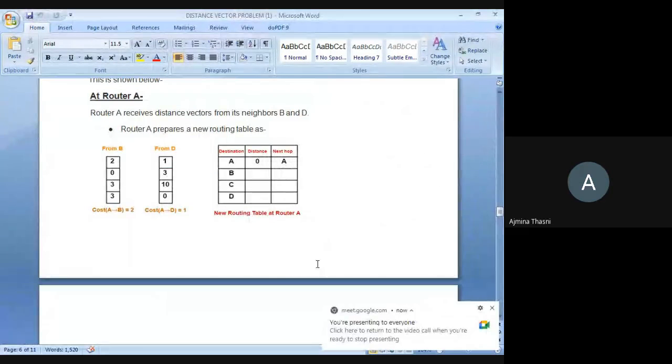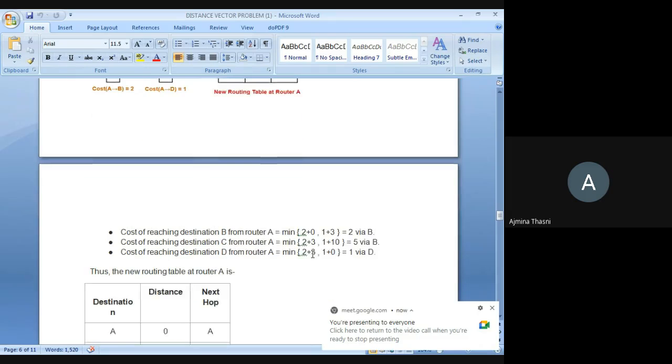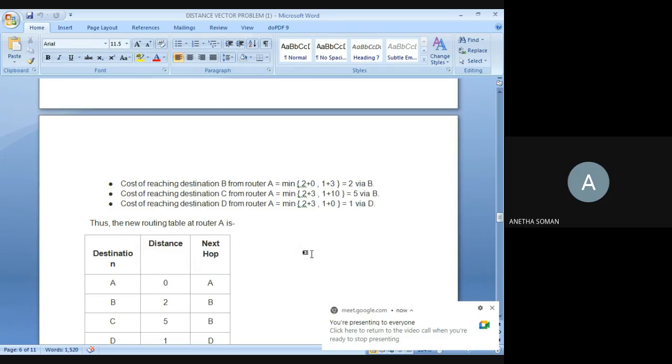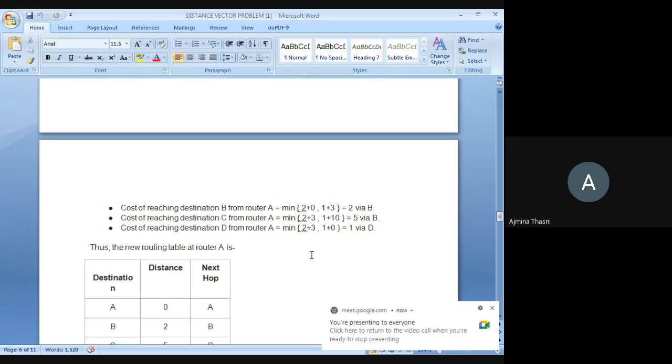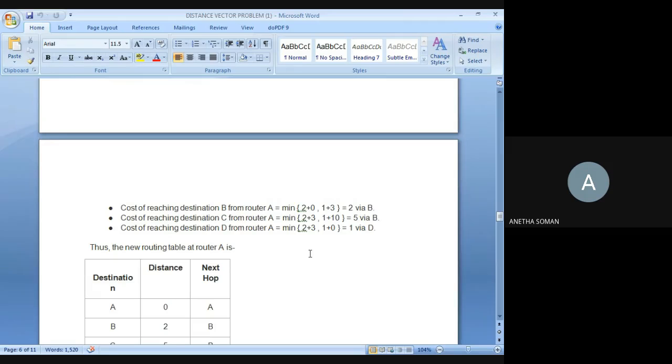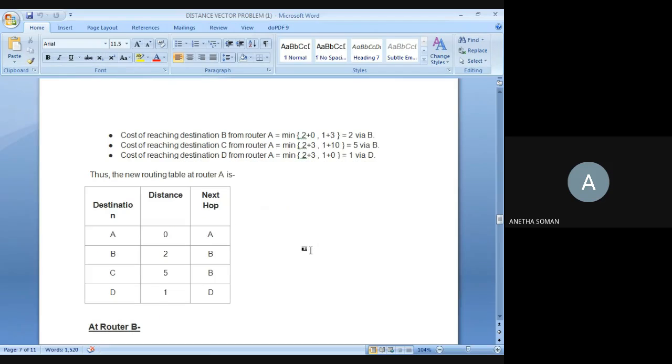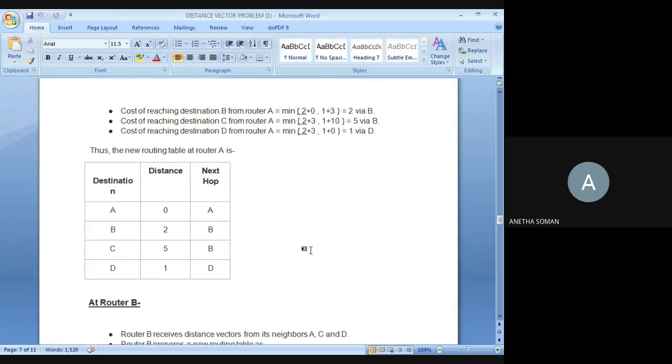A0A, B2B, C5C or B? No, it will be B. C5B it will be. Then D1D. So at step 3, you will get a new routing table for router A as A0A, B2B, C5B, and D1D, right? Now, what about router B, if you do the same process?